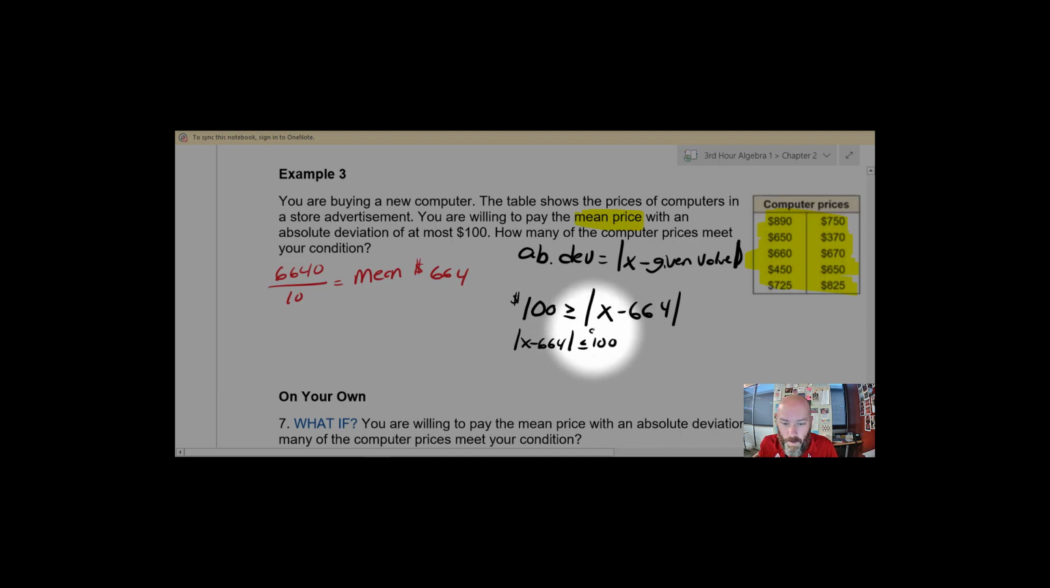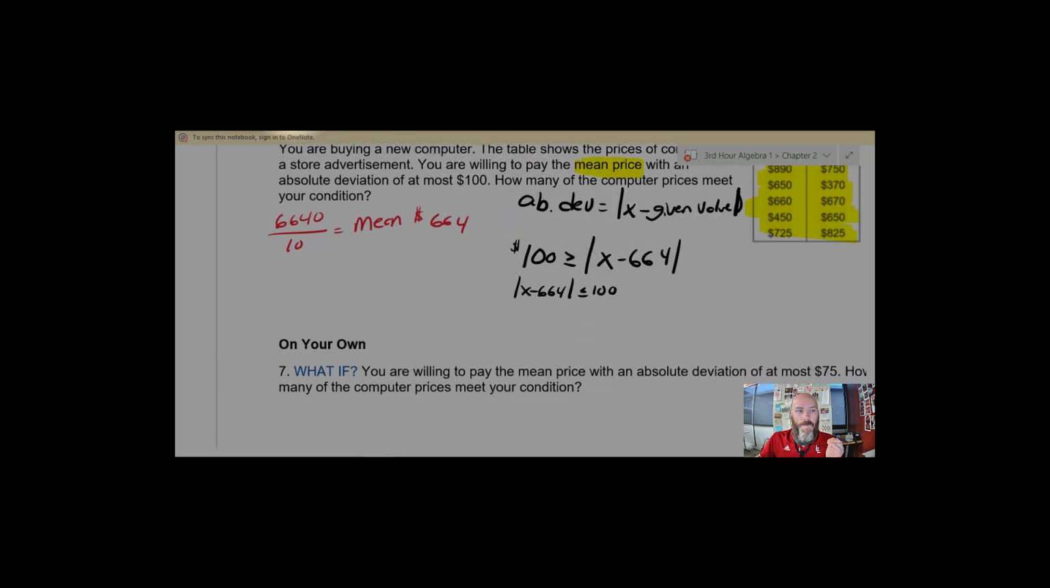This is an and statement, because it's a less than. It's an and statement because you want to be between the two numbers. So I'm going to rewrite this one more time: negative 100 less than or equal to x minus 664 less than or equal to 100. When I add the 664 to all three sections, I'm going to get 564 less than or equal to x less than or equal to 764, which means you're willing to pay between $564 and $764 for a computer.